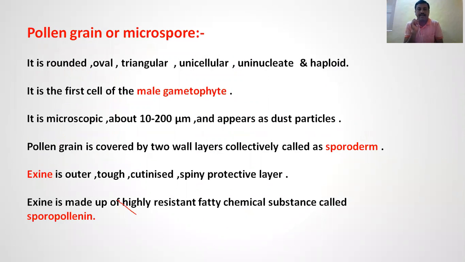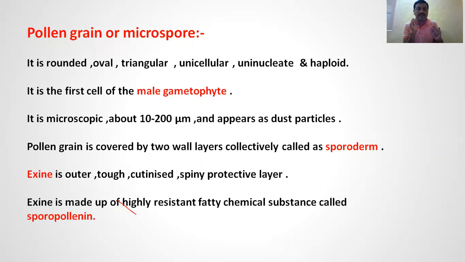The exine is the outer, tough, cutinized, and spiny protective layer. It is a very tough layer. Spines are present in some pollen grains, and in some plants the pollen grain's exine is very smooth.